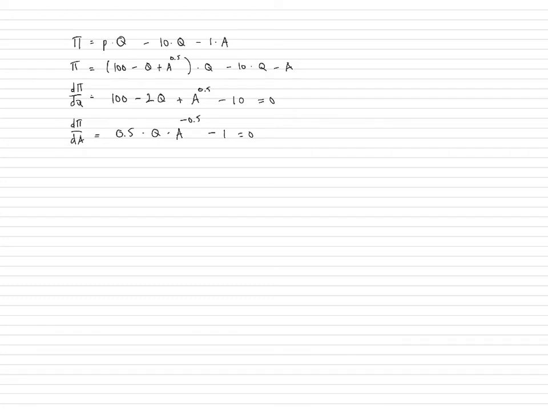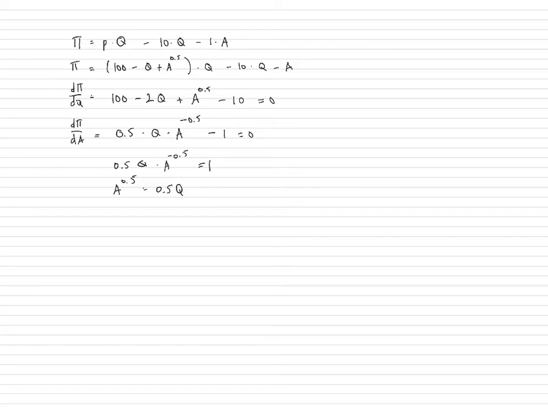All right, so now we have two equations in two unknowns, so we'll have to solve them simultaneously. I'm going to solve the bottom one first. What we have here is 0.5 q times a to the power negative 0.5 equals 1. So a to the power 0.5 equals 0.5 q.